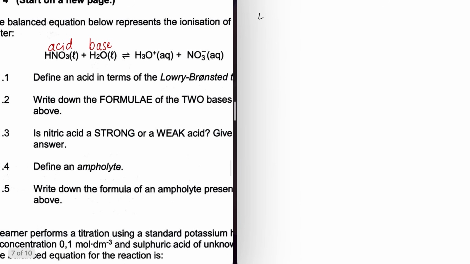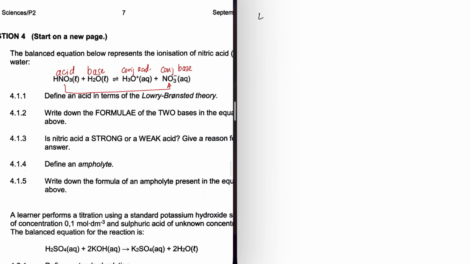Now, if you look at what happened to the nitric acid, so if that's the acid, NO3 minus will be my conjugate base. And that makes the H3O plus the conjugate acid. So if the question is asking for the two bases, they are basically asking for H2O and NO3 minus.